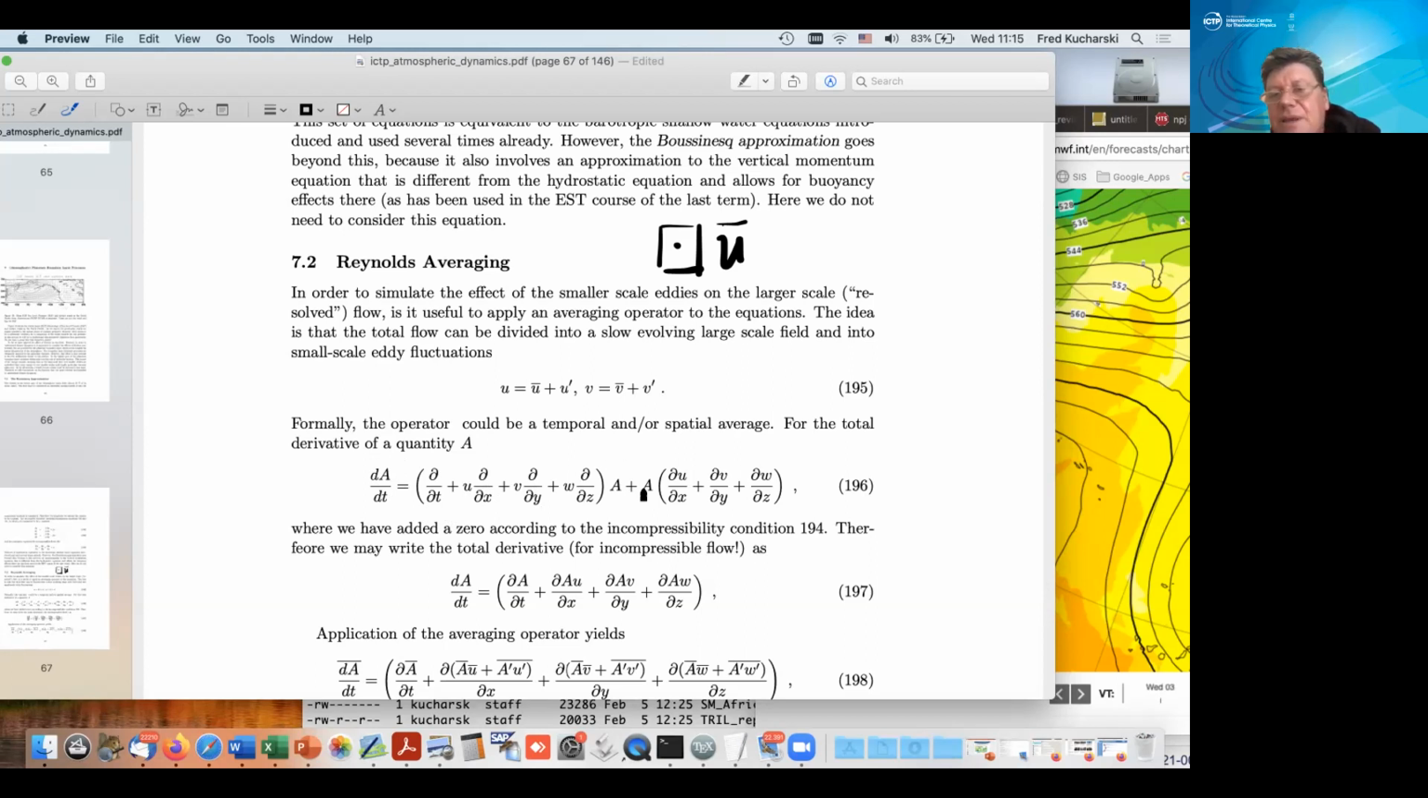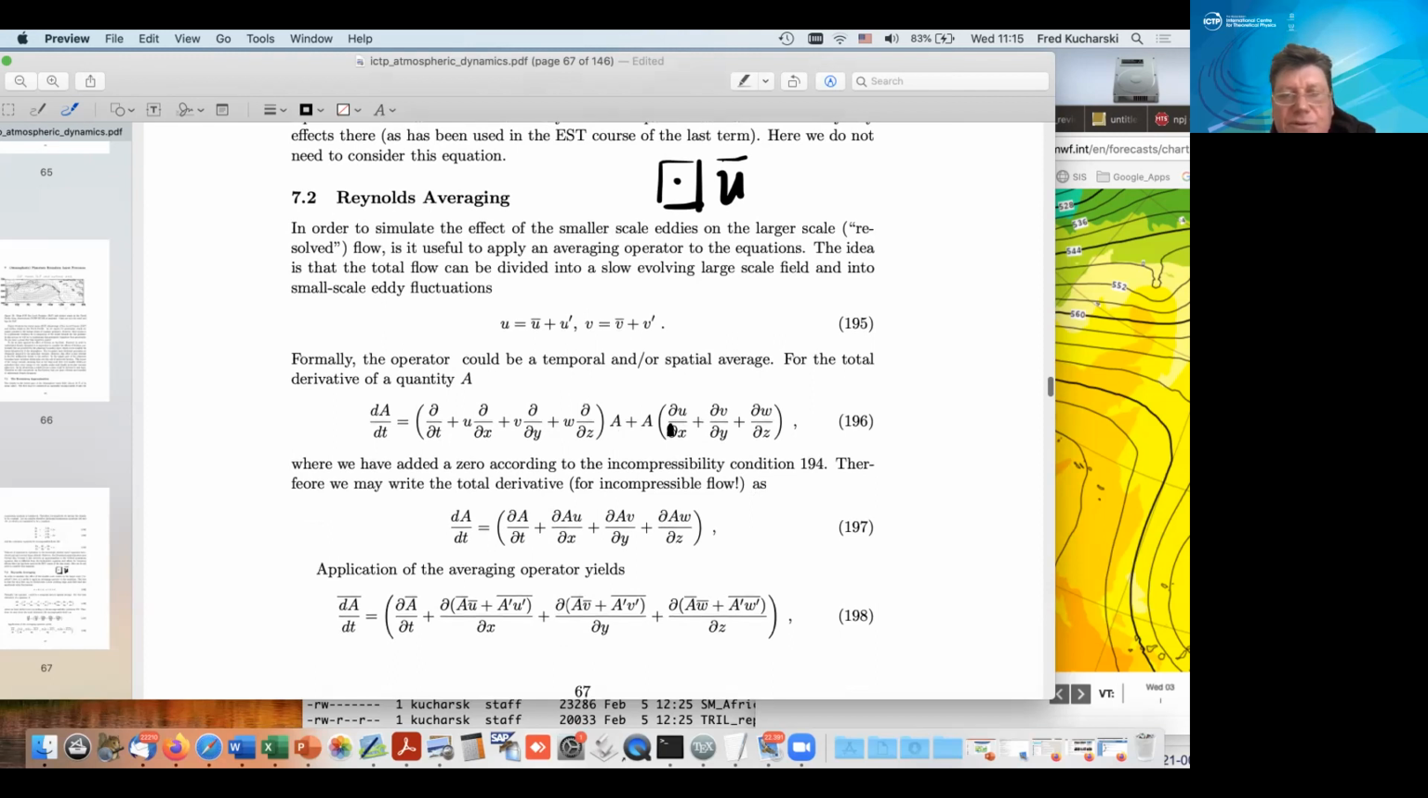But then we can simply use a trick: we can add a zero. A times the divergence is zero. So this is just simply adding a zero, and this is still valid. This is an exact identity. And if we combine these two terms using the product rule of differentiation, you can see that you can express the total derivative also in what we call flux form. So we have the local derivative of this quantity, plus what we call the convergence of flux of this quantity.